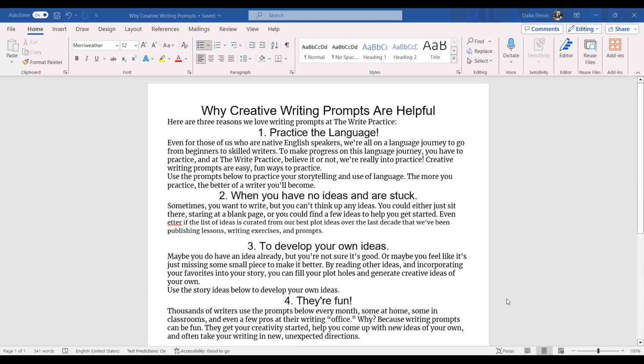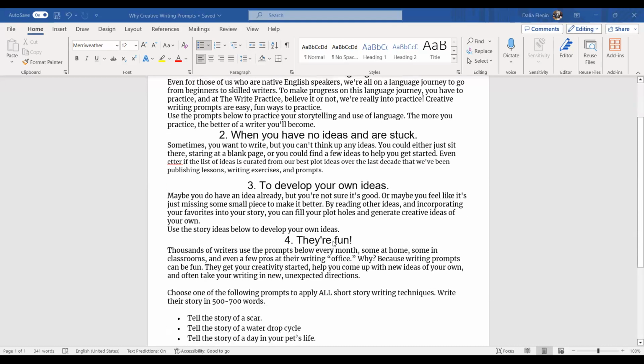To make progress on this language journey, you have to practice. And it has to be the right practice. Creative writing prompts are easy, fun ways to practice. And of course, I got you this article from the Scholar pages related to improving the creative writing in you.